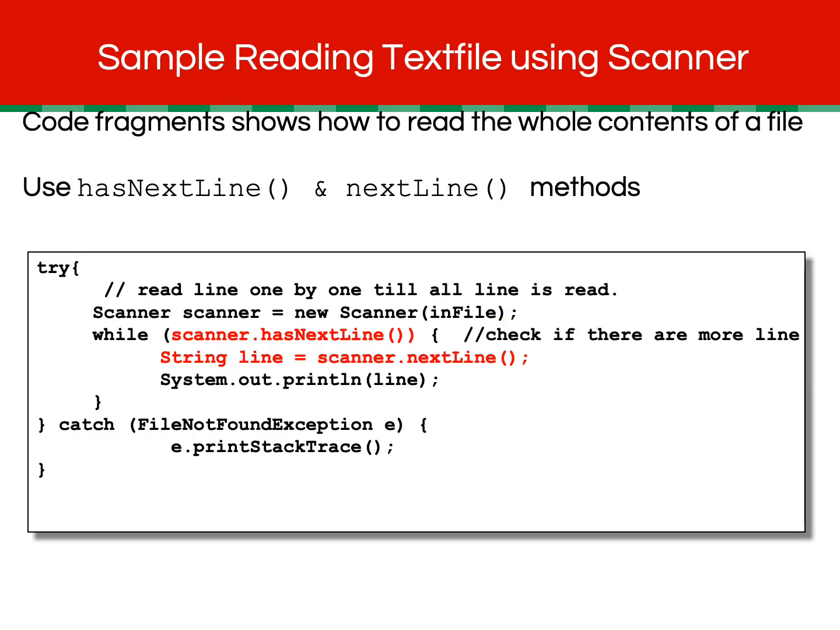The code in this slide shows how to read the whole content of a file if there is another line. We can use the hasNextLine and nextLine methods. We can also use the hasNext and next methods as well. To do it, we would write inside our while loop while scanner.hasNextLine, meaning that it will check if there are more lines, then it will read it by going through scanner.nextLine. When there are no more lines, then it will exit the while loop.